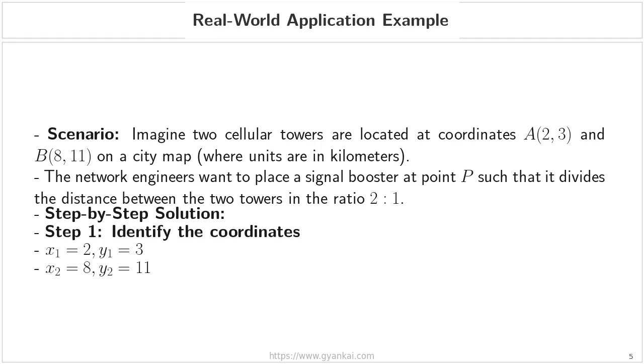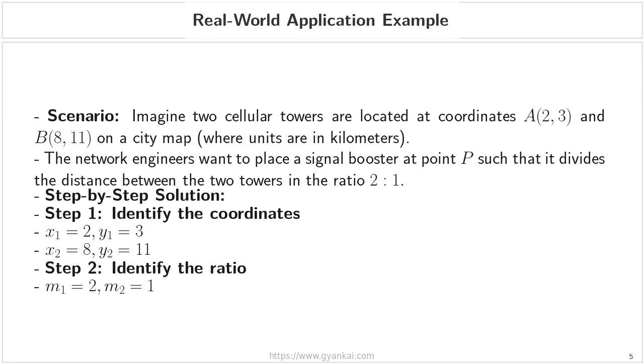First, let's complete step 1, identify the coordinates. From our scenario, we can clearly see that the x-coordinate of our first point, x1, is 2, and the y-coordinate, y1, is 3. For our second point, the x-coordinate, x2, is 8, and the y-coordinate, y2, is 11. Next, we move to step 2, identify the ratio. Based on our requirement for the signal booster, our ratio, m1 to m2, is 2 to 1.